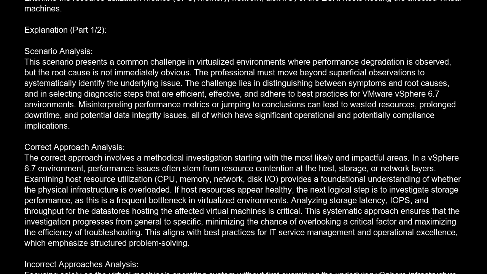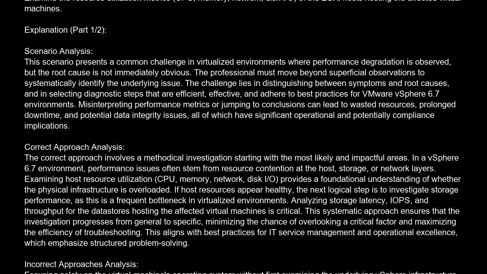Correct approach analysis. The correct approach involves a methodical investigation starting with the most likely and impactful areas. In a vSphere 6/7 environment, performance issues often stem from resource contention at the host, storage, or network layers. Examining host resource utilization, CPU, memory, network, disk I/O, provides a foundational understanding of whether the physical infrastructure is overloaded. If host resources appear healthy, the next logical step is to investigate storage performance, as this is a frequent bottleneck in virtualized environments. Analyzing storage latency, IOPS, and throughput for the datastores hosting the affected virtual machines is critical.